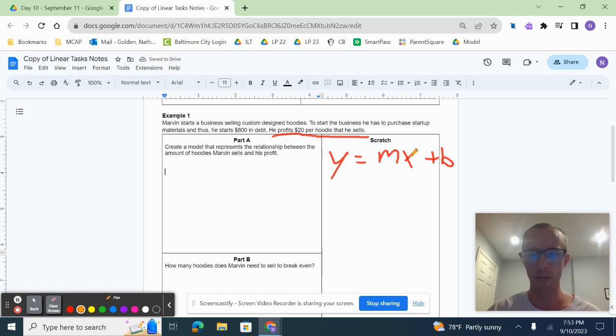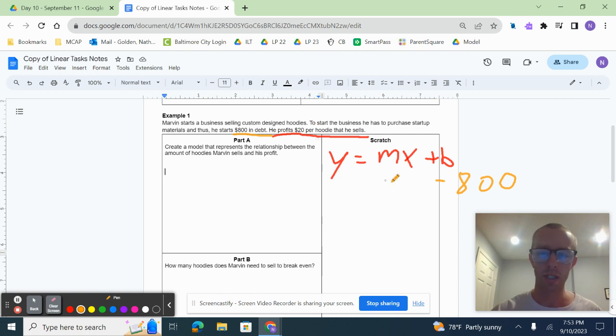So y equals mx plus b. He begins $800 in debt. So I know my b is actually going to be a negative 800. All right, hopefully that makes sense. He has debt. This often happens when we start a business. We start in debt because we have to buy things to be able to start the business.